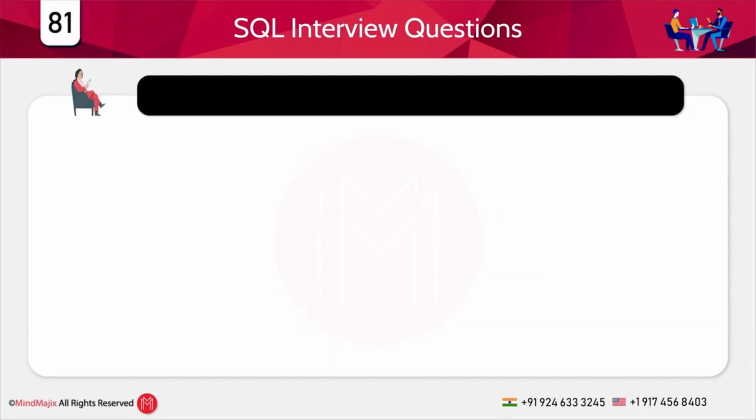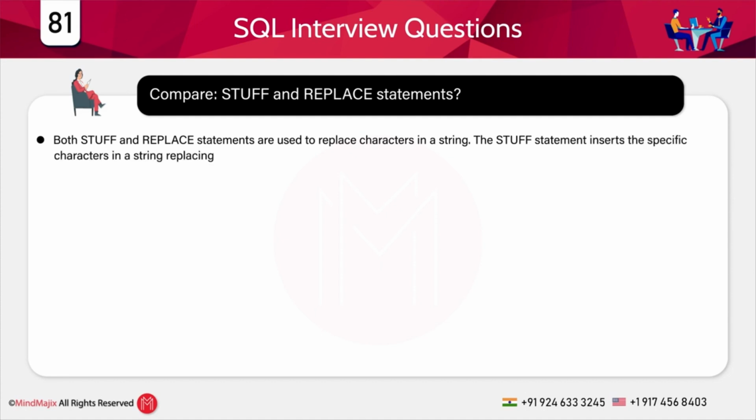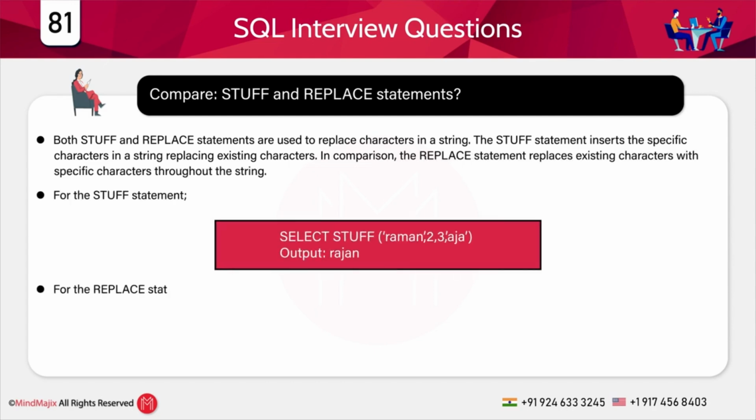The next question is, compare stuff and replace statements. Both stuff and replace statements are used to replace characters in a string. The stuff statement inserts the specific characters in a string, replacing the existing characters. In comparison, the replace statement replaces the existing characters with specific characters throughout the string. Okay, so just to understand the difference.